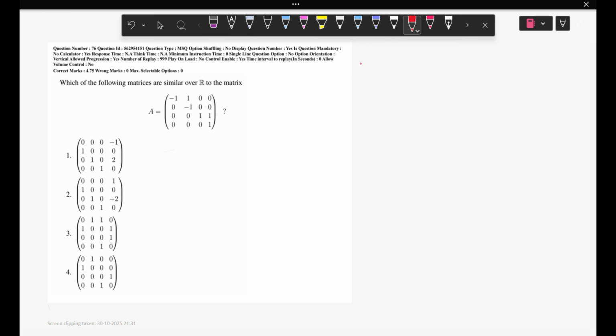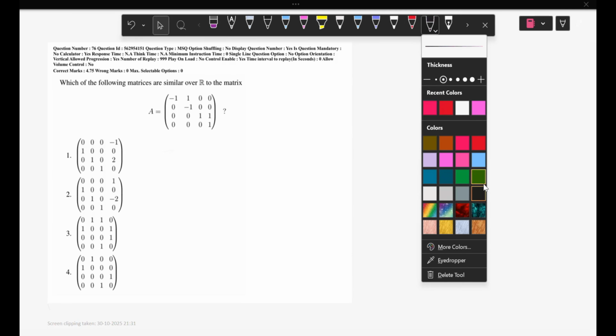Two matrices are similar if they have the same Jordan canonical form. Okay, I'm saying it again. Two matrices over R are similar if they have the same Jordan canonical form. Now, the Jordan canonical form depends totally on the minimal polynomial and characteristic polynomial. So in other words, over R, two matrices are similar if and only if they have the same characteristic polynomial as well as the same minimal polynomial. Right? If both matrices have the same characteristic polynomial and minimal polynomial, then I can say that the two matrices are similar.